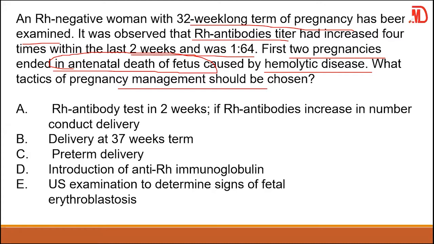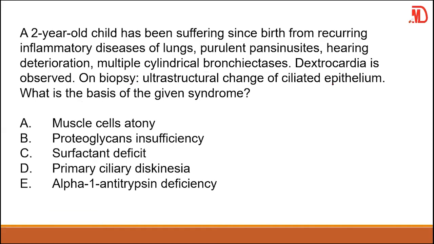The patient is already 32 weeks pregnant. So over here, what we need to do is a preterm delivery, to help the unborn child. So your answer here will be C, preterm delivery. Usually we give these people RhD immunoglobulin, which will react to it and neutralize whatever is happening.